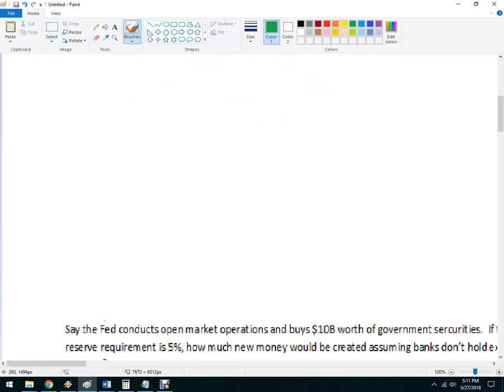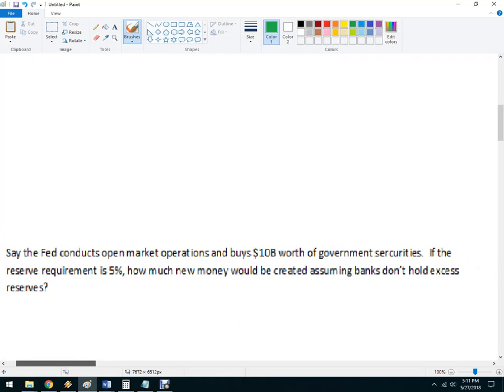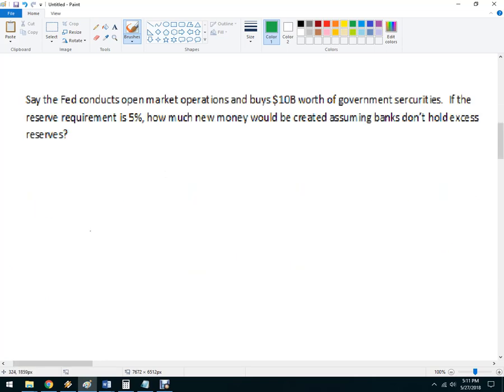Let's do a problem that we might see. That was why it works that way. Say the Fed conducts open market operations. This is code basically for buying and selling of bonds. You're going to see this for a long time: open market operations is what the Fed does when it conducts monetary policy. So you buy $10 billion worth of government securities, which in layman's terms means bonds. You're going to see the word securities quite a bit.